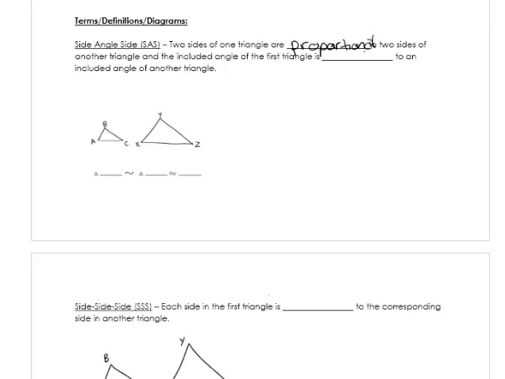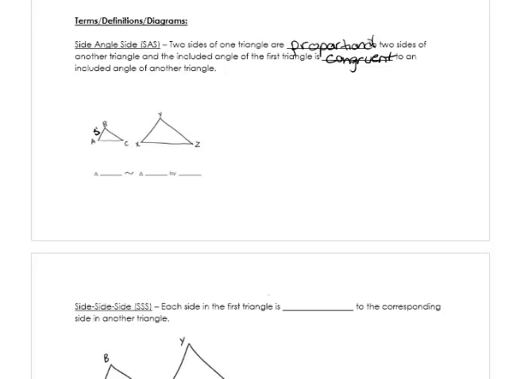Okay, so two sides of one triangle are proportional to two sides of the other, and the included angle of the first triangle is congruent to an included angle of the other triangle. That's enough to show the triangles are similar. Okay, I'm going to draw the situation of the given triangles to show you what I mean.